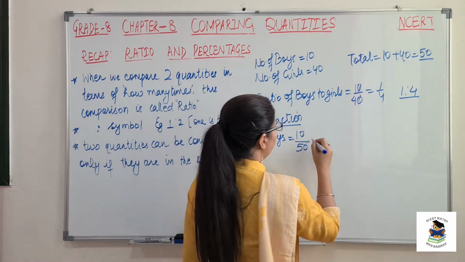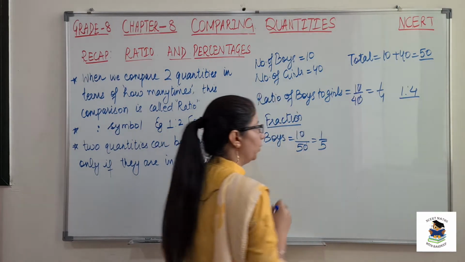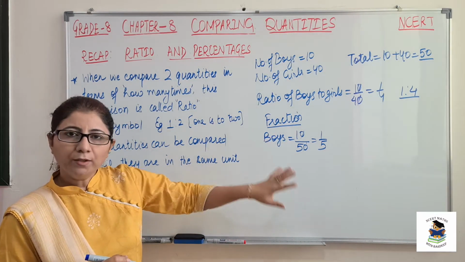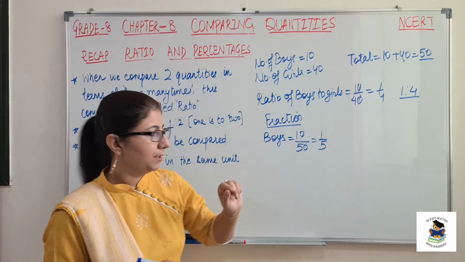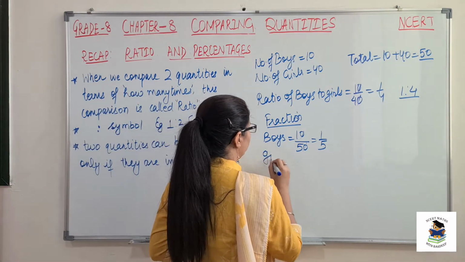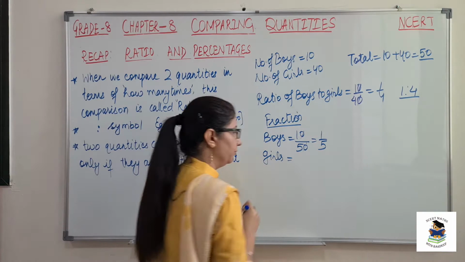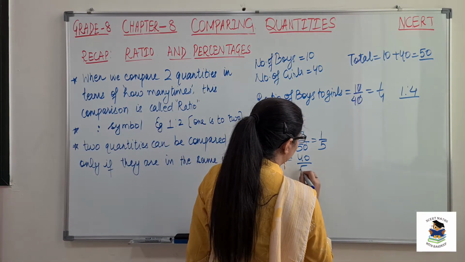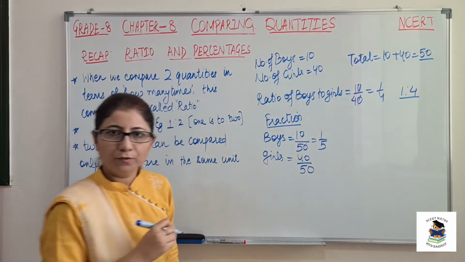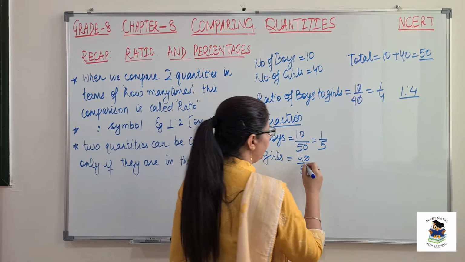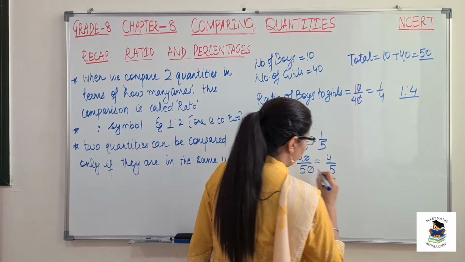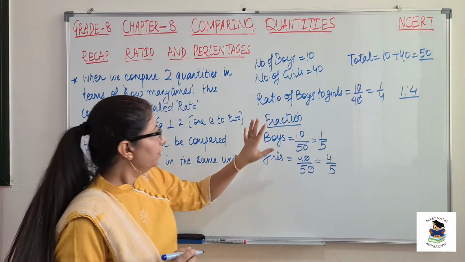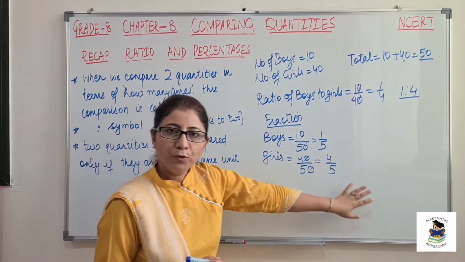So we will simplify it and this will be 1 by 5. So boys constitute 1/5 of the strength of the class. In the same way, if I want to find the fraction for girls, the number of girls is 40, with respect to the total number of students. We will simplify it and it will be 4 by 5. So the fraction for boys is 1 by 5, and the fraction for girls is 4 by 5.